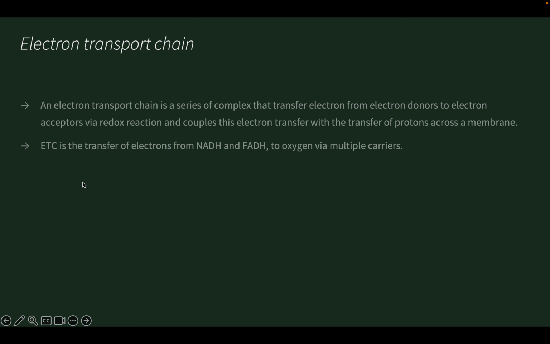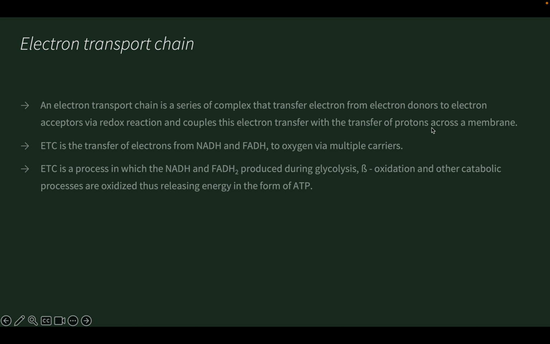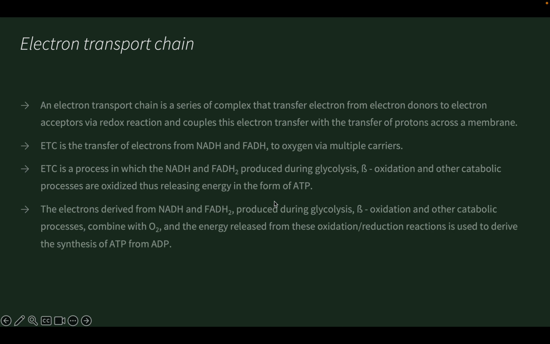So it is basically the transfer of electrons from the NADH and FADH2, which are released during the Krebs cycle, the TCA cycle, to oxygen via different complexes and multiple carriers. And it is also the process, as I have talked about, where the NADH and FADH2 released during glycolysis, beta oxidation and other processes release energy in the form of ATP. The electron flow is used to drive the synthesis of ATP from ADP.